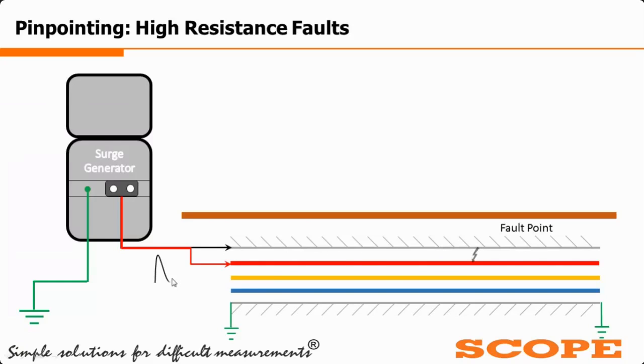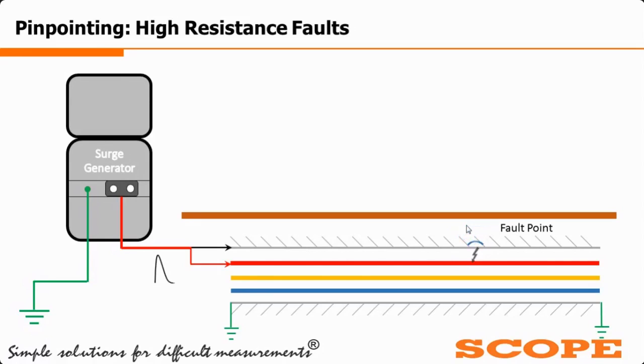Let us consider we are applying surges. At the fault point, the insulation breaks down. Due to the breakdown of the air void at this weaker insulation, sound waves are produced. This type of sound is called a thumping sound. This thumping sound is produced at the fault point, and it travels towards the earth surface.